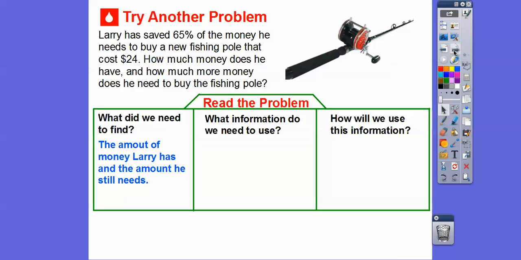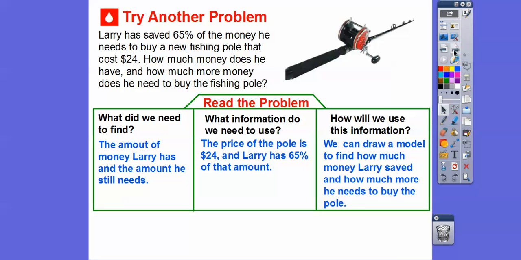Okay, and what information do we need to use? Well, the price of the pole is $24, and Larry has 65% of that. Okay, so how will we use this information? Well, we'll draw another bar model to find out how much money Larry has saved. So we're going to find 65% of 24. I'm going to show you a different method in this one. And then we'll subtract that to find out how much more he still needs to save to buy that good fishing pole.